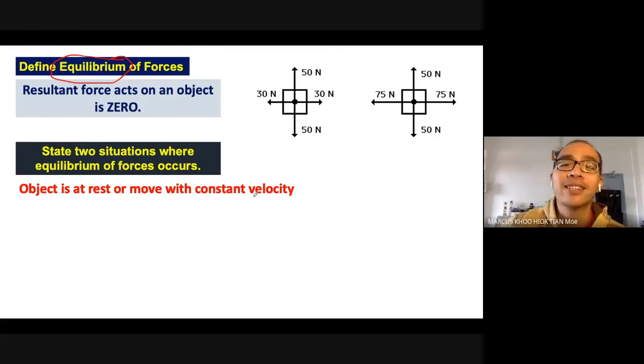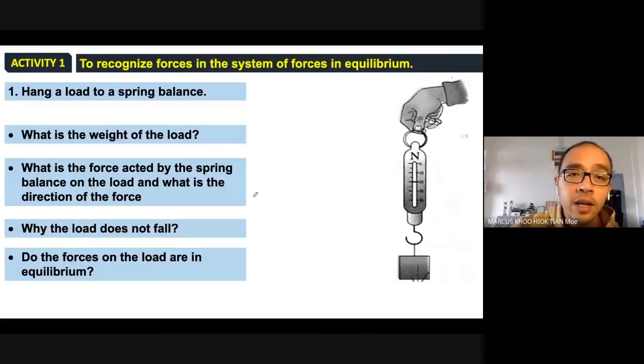Constant velocity is zero acceleration. There's no acceleration. That's why the resultant force is 0. We covered this, guys. Don't forget.